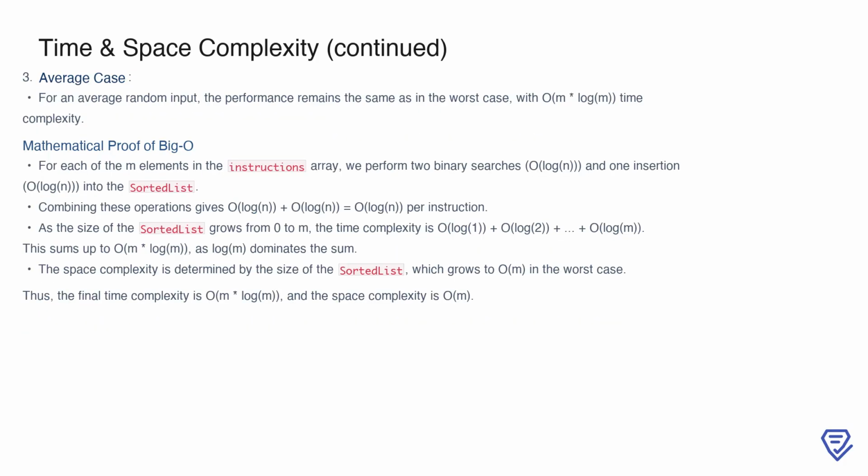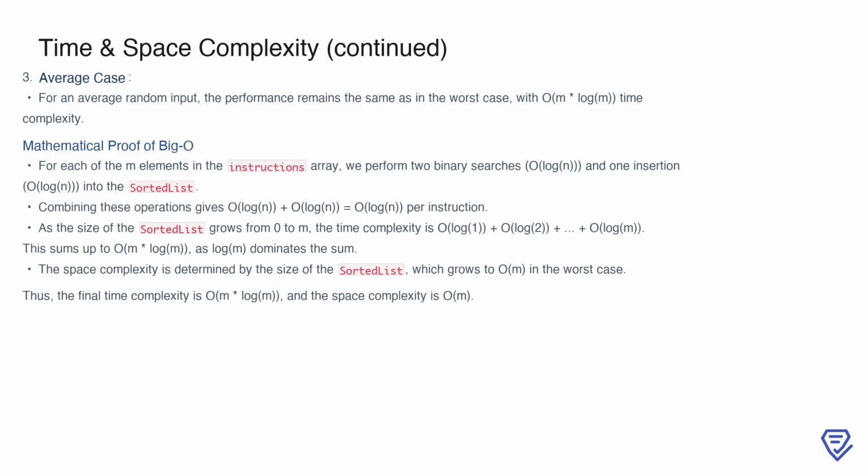For the average case, the performance is similar to the worst case, as the operations involve the same O(log n) complexity per instruction. To mathematically validate the time complexity, consider that for each of the m elements in the instructions array, we perform two binary searches in one insertion, each taking O(log n). Combining these operations gives us O(log n) per instruction.